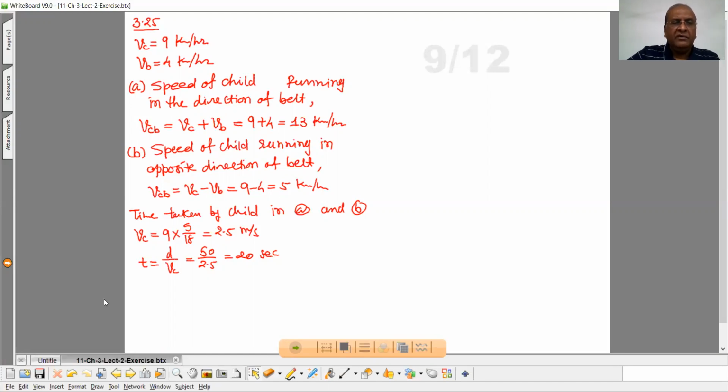So the velocity of the child is 9 km per hour, so 9 into 5 by 18, that is 2.5 meter per second. Now the child has to cover the distance of 50 meter with speed 2.5. So the time taken by the child will be 50 by 2.5, that is 20 seconds. Now, would any of the answers alter if the motion is viewed by one of the parents? Then answers A and B will be changed, but this time will not be changed. Clear?